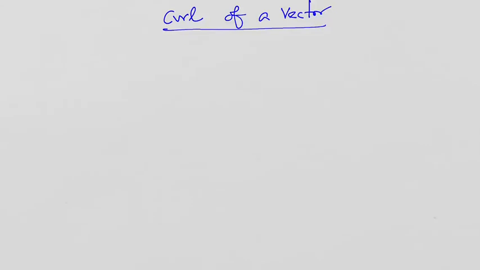Hello everyone, let's have a discussion on curl of a vector. Circulation of a vector field around a closed path is specified as curl of the vector. Mathematically, curl of a vector field F is defined as del Sn. This del Sn is a very small area. This denotes a very small area enclosed by the line integral in the normal direction.